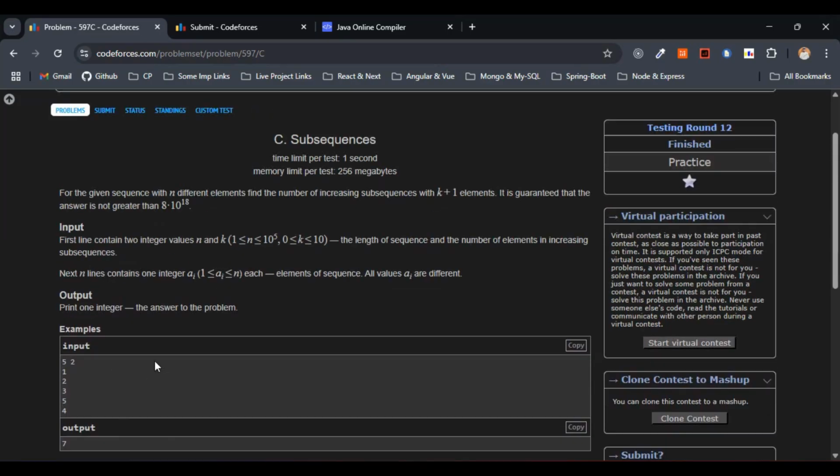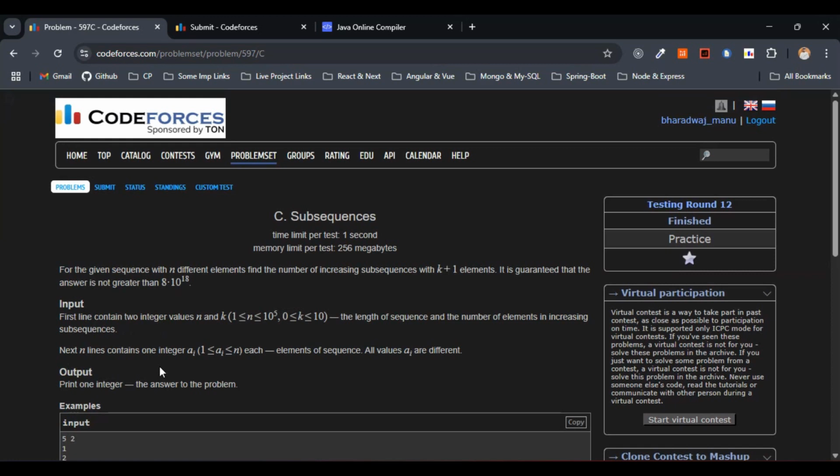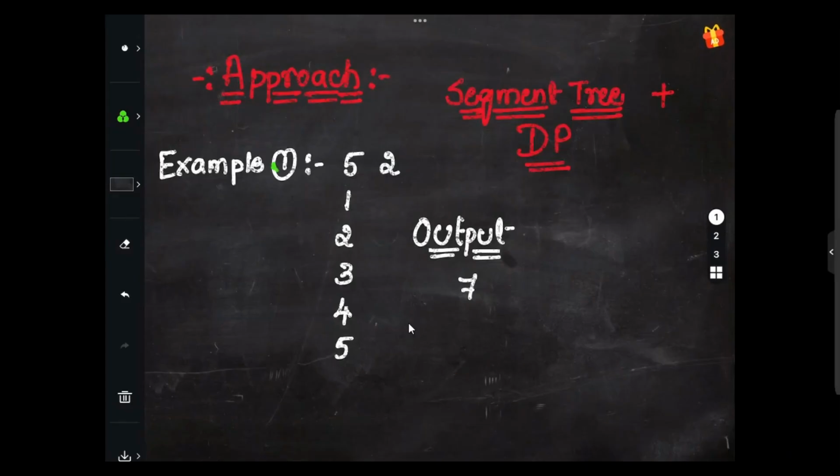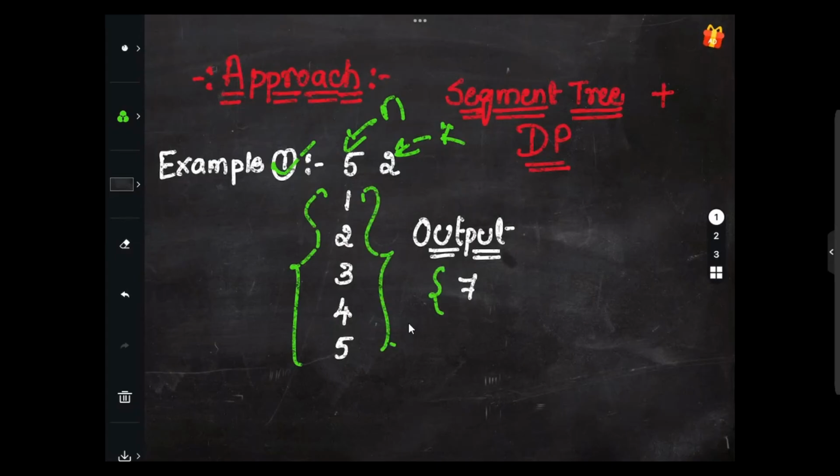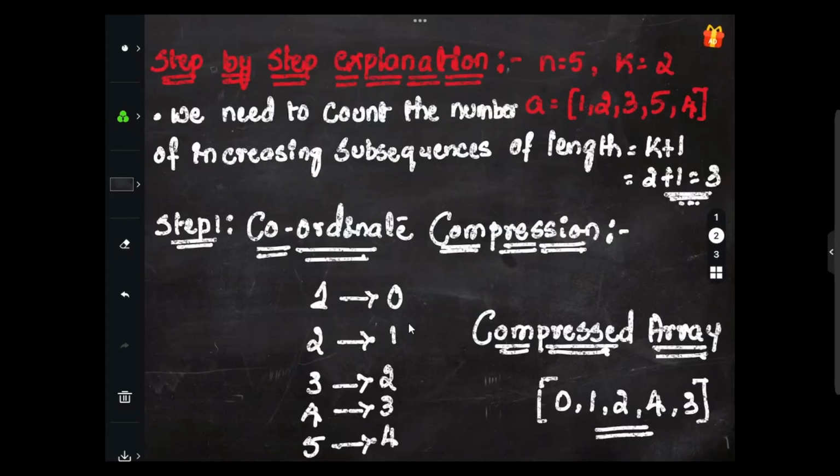So for now I hope the input output part along with the question is completely clear. Let's discuss the approach part followed by the complexities and then let's write the code as usual. Let's discuss the approach first. Here I have considered the same first example that they have given in the question. n is 5, k is 2, and the array is 1 2 3 5 4. The output that we need to get here is 7, as we discussed in the input output part.